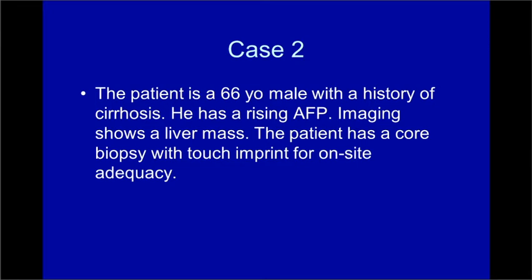So I'm going to move on to the second case. The patient is a 66-year-old male with a history of cirrhosis. He has a rising alpha-fetoprotein and he's been followed. Imaging shows a new liver mass. Our interventional radiologist did a core biopsy, but here we do perform touch imprints for on-site adequacy. So this is an example of one of our cases.